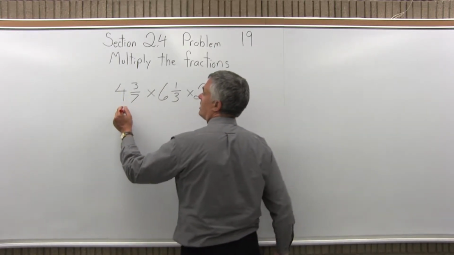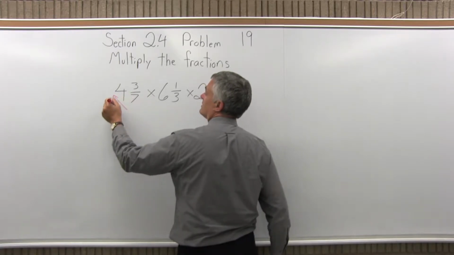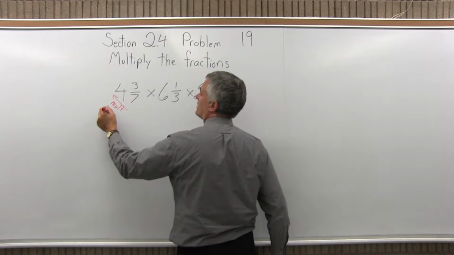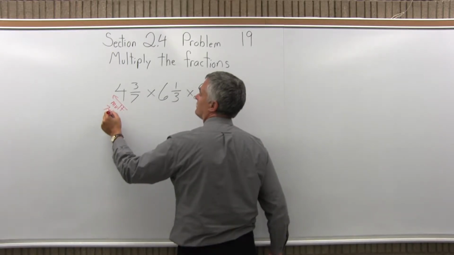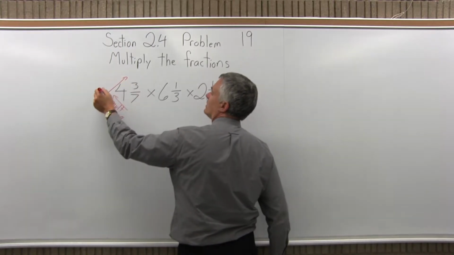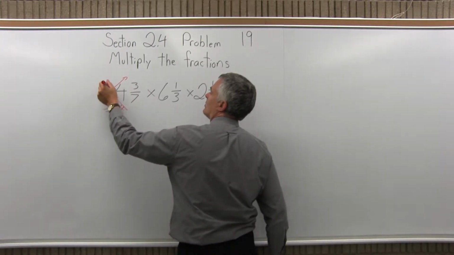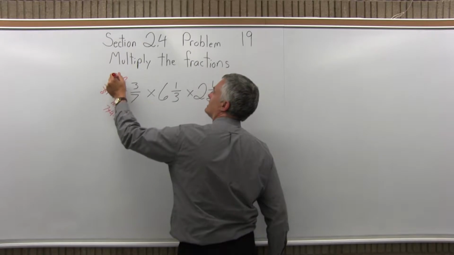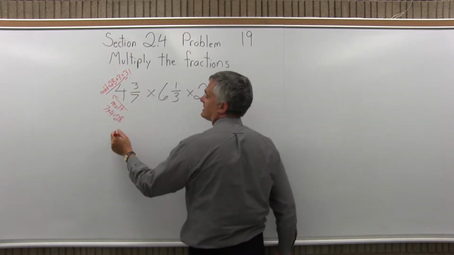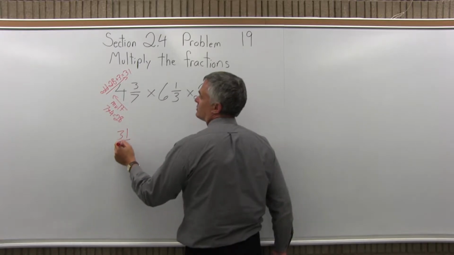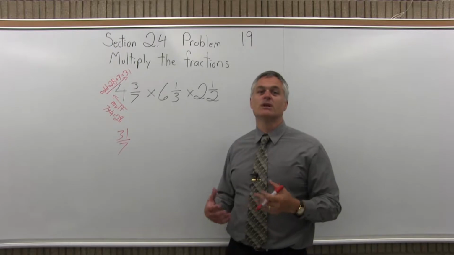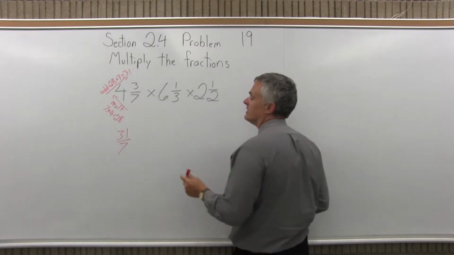So for each one, I will multiply the denominator times the number in front. So for the first one, I'm multiplying 7 times 4, which gives me a result of 28. And I take that result and I add to the numerator. So I will add 28 plus 3 is 31. So my first fraction of 4 3/7 can be rewritten as 31 over 7. This way it's not a mixed number anymore. There is no number in front that I need to deal with.